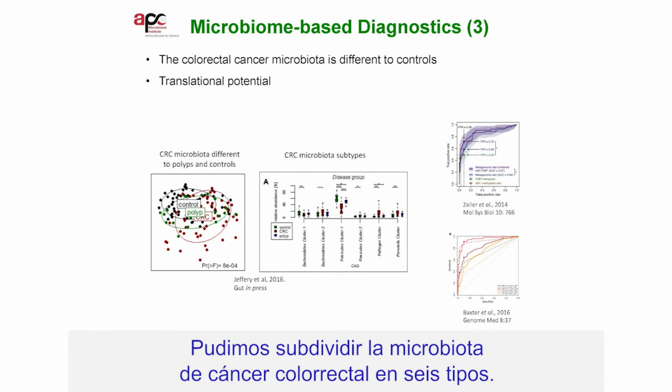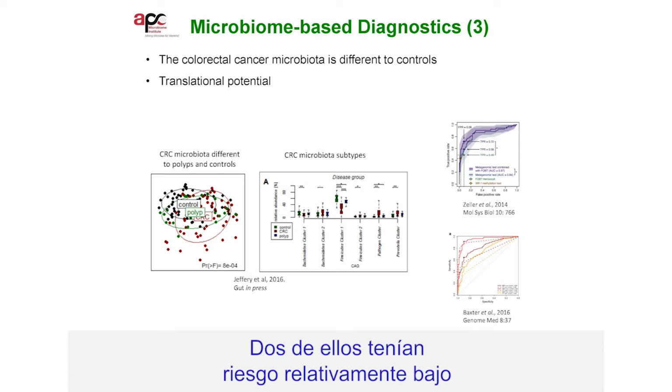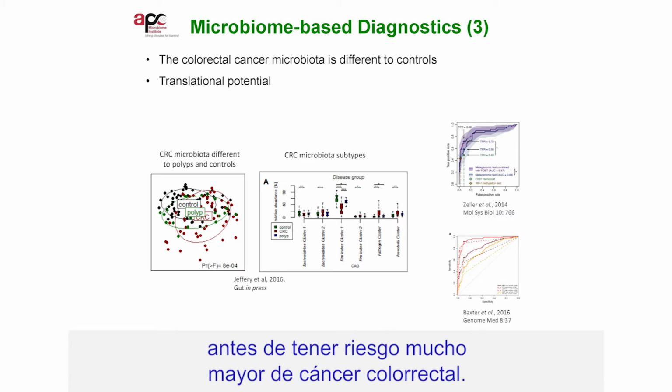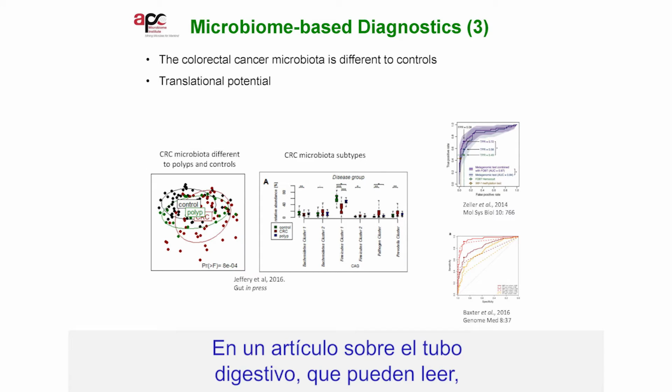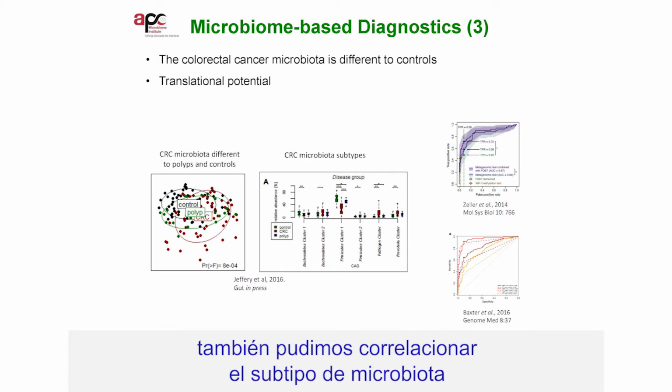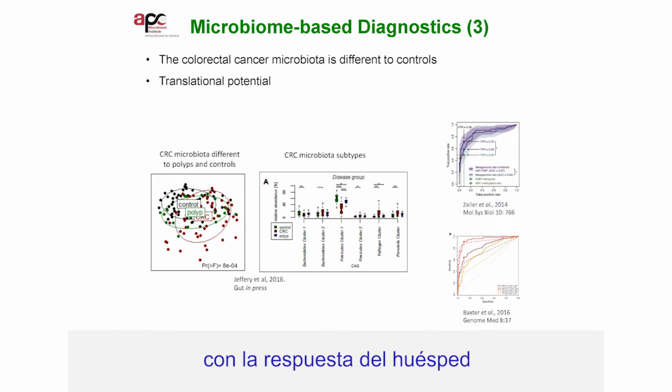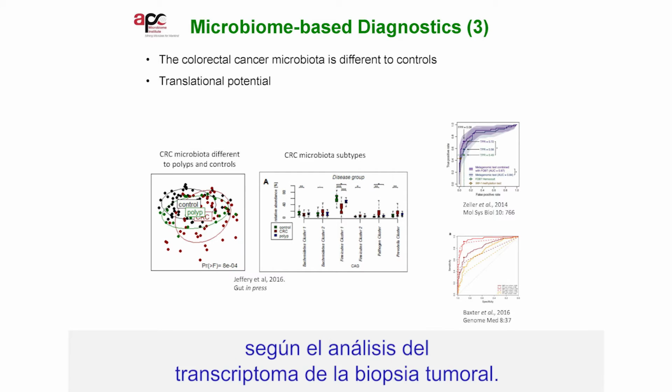We were able to subdivide the colorectal cancer microbiota into 6 types. 2 of those types had a relatively low risk, but 4 of them had a much higher risk for colorectal cancer. And in this gut paper, which you can read if you're interested, we were also able to correlate the microbiota subtype with the host response based on a transcriptome analysis of the tumor biopsy.